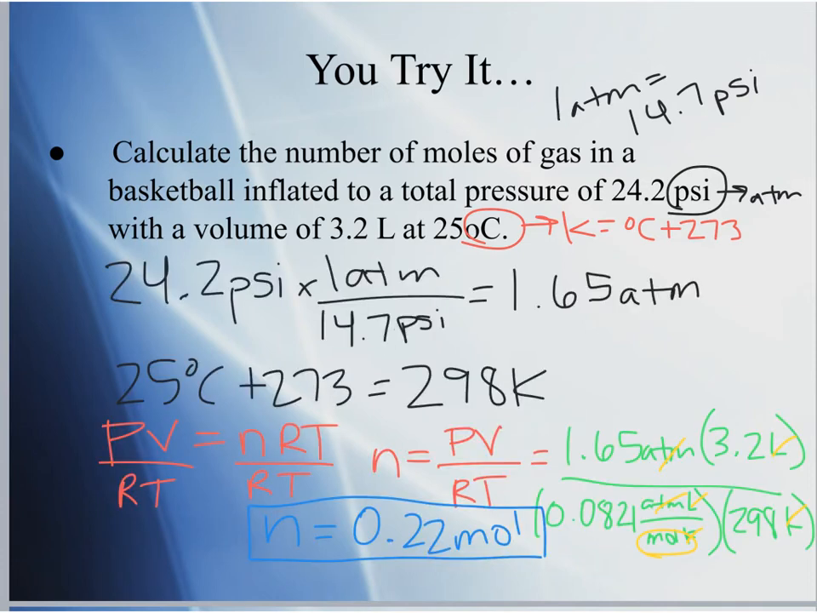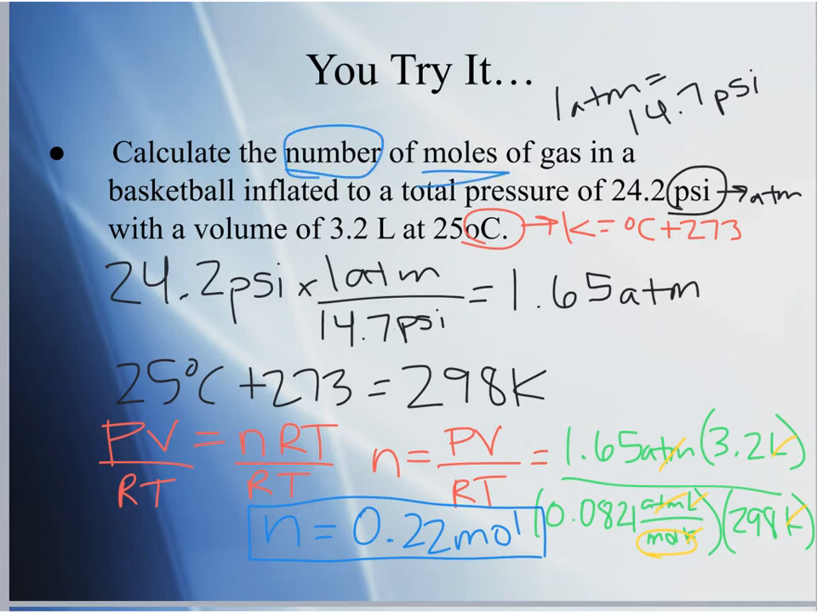All right, so hopefully you got the answer, 0.22 moles. Like I said, first you have to convert psi to atmospheres, so 24.2 psi equals 1.65 atmospheres. Got to turn Celsius to Kelvin, so 25 degrees Celsius is equal to 298 Kelvin. And then we can plug it into our equation. Now the equation was PV equals nRT, and in this we needed to figure out the number of moles.